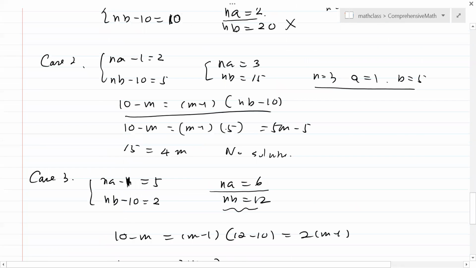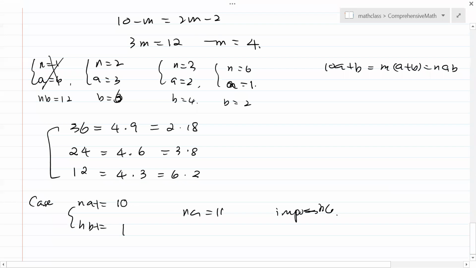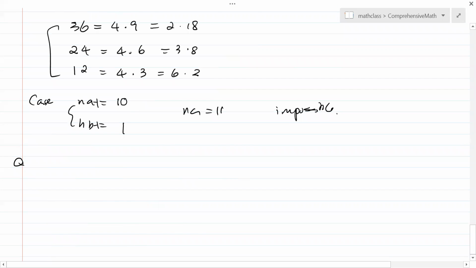Right, now let's do the next one. There is at least one 2-digit number such that when it's added to the 2-digit number having the same digits in the reverse order, the sum is a perfect square. Find all those numbers. Okay, so this is the question. We're looking for this 2-digit number.